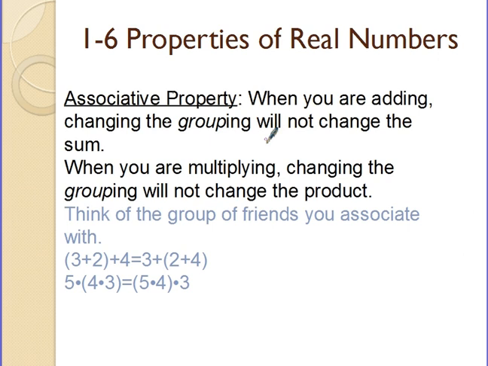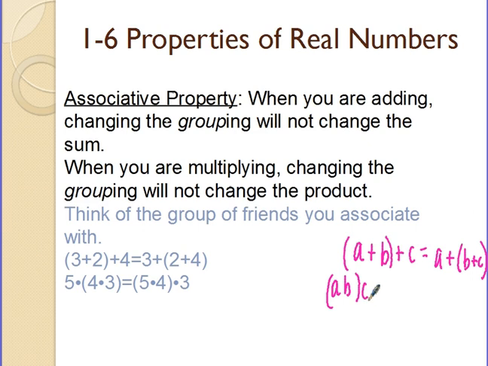I'm just noticing here there aren't any algebra examples, so I'll put some in for you. If I say A plus B, and I want to do that first, then add C, that's the same thing as if I do A, but before I add it on, I do B and C. Multiplying, I can multiply A times B first, and then multiply by C, or I can first multiply B times C and then multiply by A. It doesn't matter. Notice though all the operations are the same here.